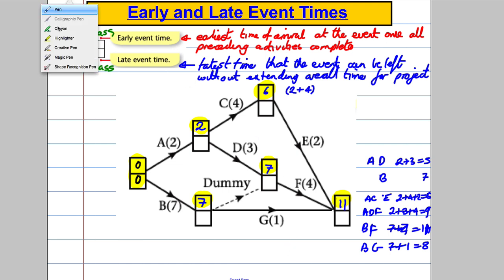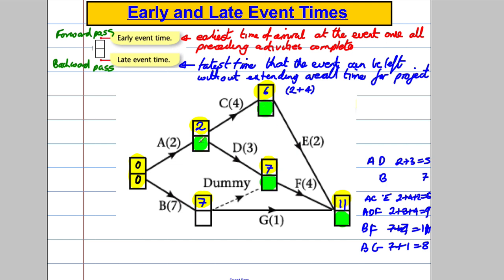Okay, and now what I'm going to do is fill in all the late event times by doing what's called a backward pass. I'm going to explain what that means here. Now you always put this number in the bottom here. So you want to put 11 there, and we look back at each of the possibilities and do a backward pass this way. So let's start by looking at C.